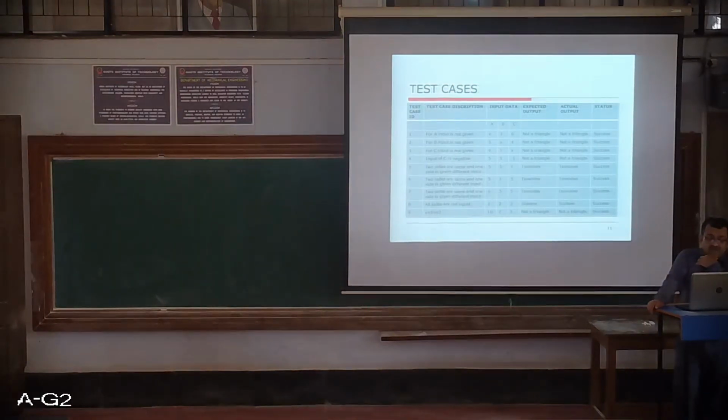So that is isosceles. Similarly, when you give A and C as the same value, then also you should get isosceles. The expected output and the actual output are isosceles, so the test case result is success. Similarly, for test case ID 7, you give B and C as the same value, so it becomes isosceles. Again, this is a success.